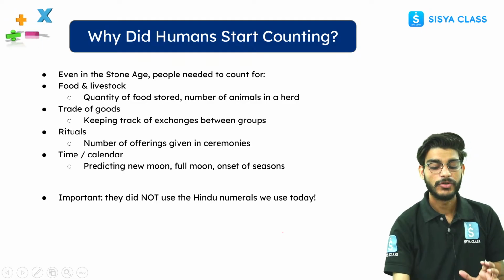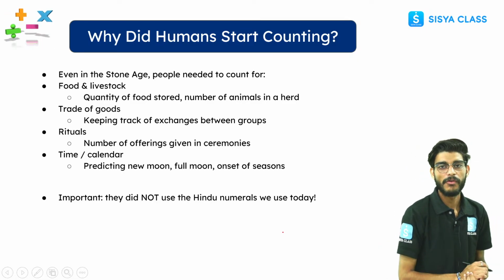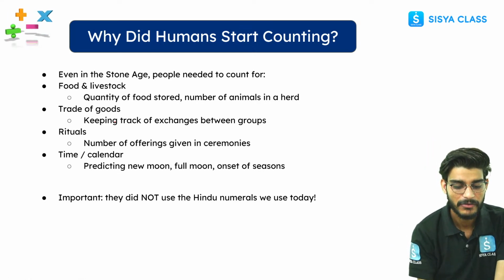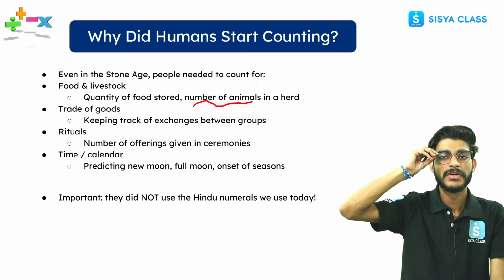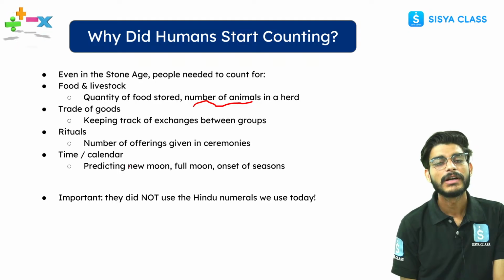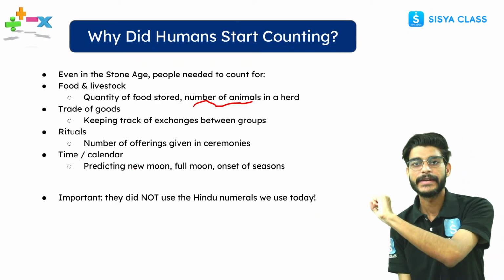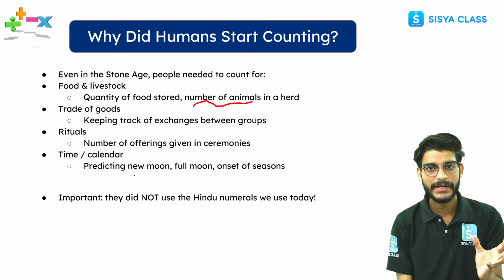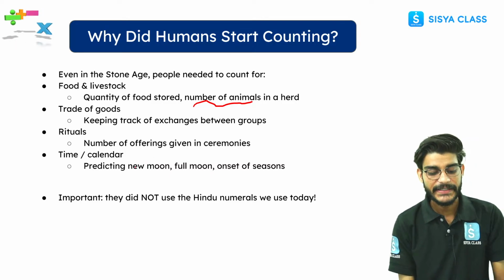So why did humans start counting? Necessity is the mother of invention, right? Suppose you have to count the number of animals. Basically, they used to herd the animals. So how will you count how many animals you have, and how many animals their neighbor has? So there is a necessity for counting, right?